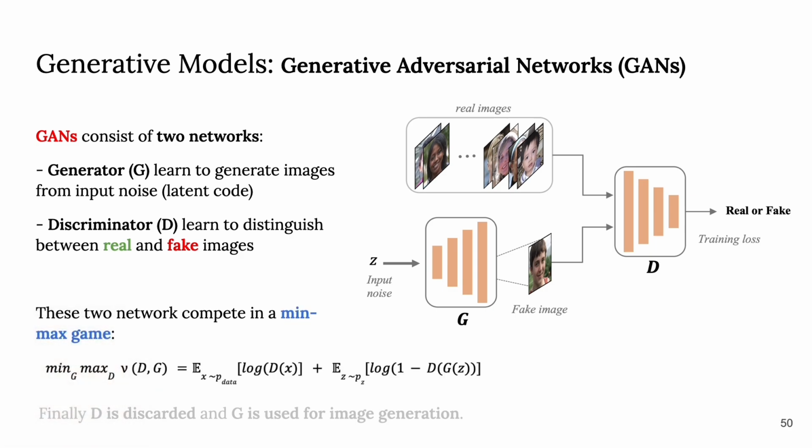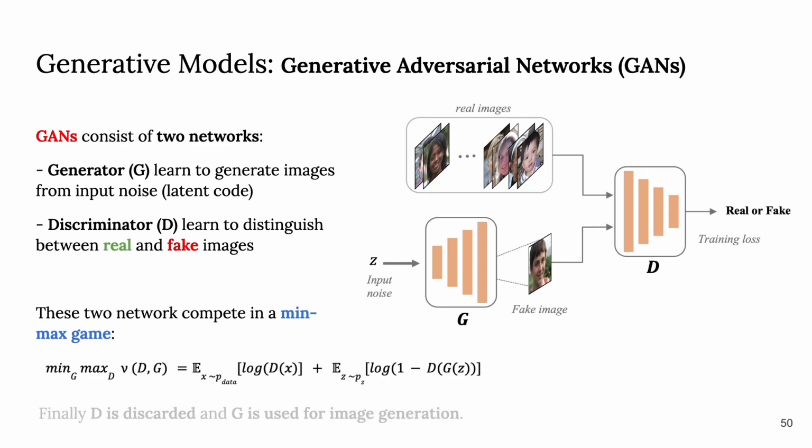Usually, we call this competition a min-max game because of the value function we use for training GANs. As you can see, this value function is based on the score of the discriminator for real and fake images. So D of x is the score of the discriminator for real images. D of G of z is the score of the discriminator for fake images. The discriminator wants to increase the score for real images and decrease the score for fake images. So it wants to maximize D of x and minimize D of G of z, and because of that, it wants to maximize this value function.